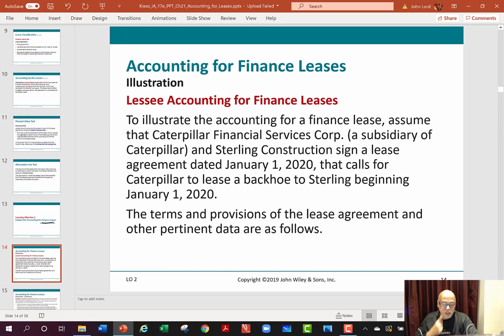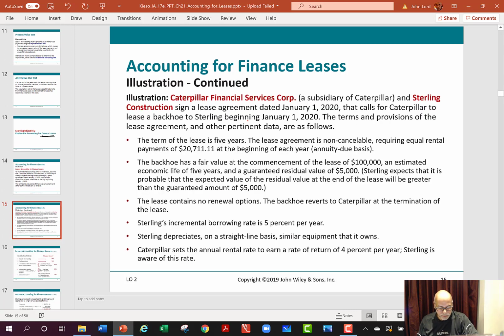And so we're going to basically want to look and see if we meet the criteria for a finance lease. If we do, then we'll go ahead and account for that as a finance lease. So you take a look, and they repeat the fact pattern up here for us, and then they start to give us some information about this lease.